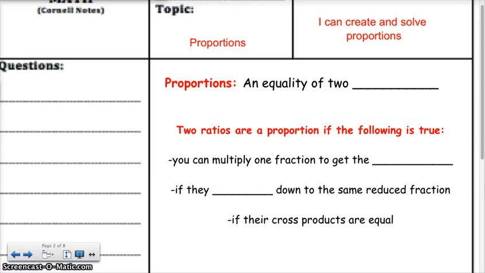Okay, today we are learning about proportions. You are going to be able to create and solve proportions. You need to know what a proportion is. It is an equality of two ratios.